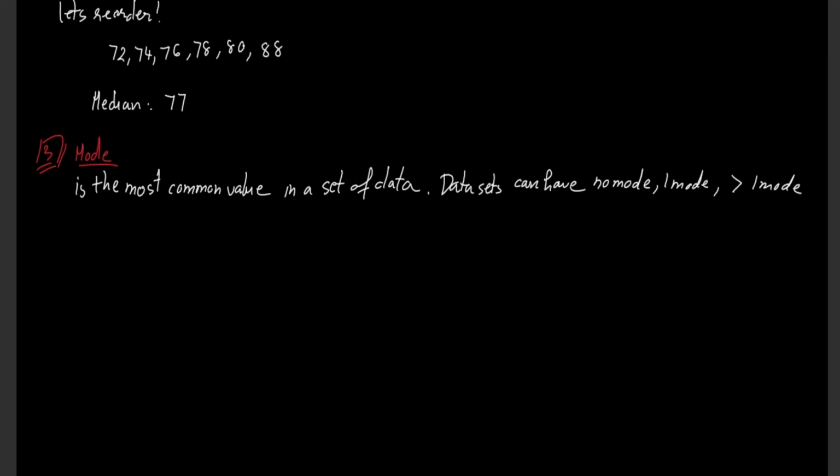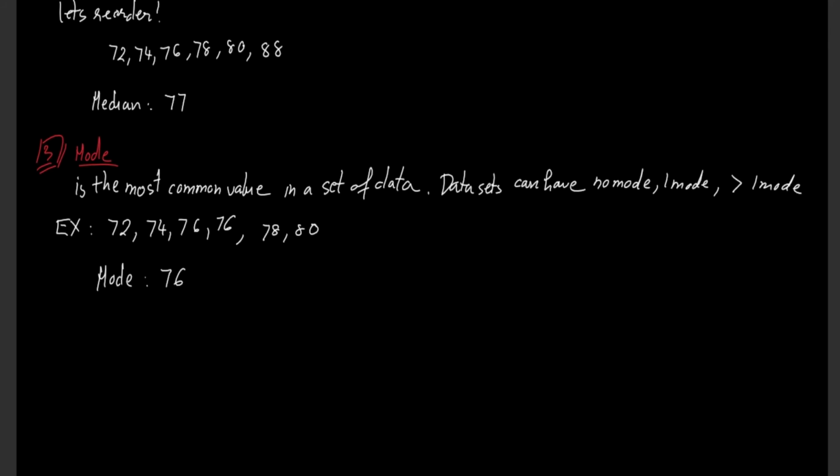For example, what if I have 72, 74, 76, 76, 78 and 80. You see this set of data is in order already, so I don't have to reorder it because it goes from the smallest to the biggest. You should reorder everything, and you see that the value 76 is present twice. It's the most common value, so the mode in this example will be 76 because it is present twice.